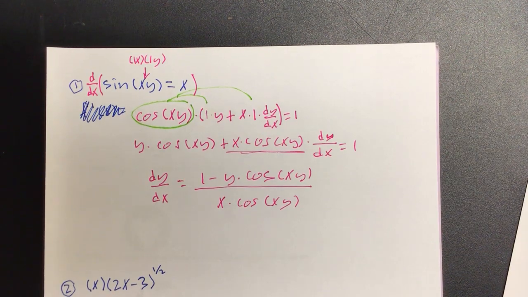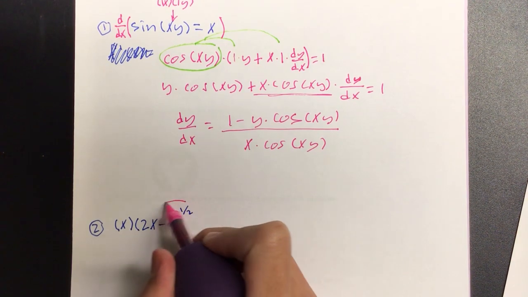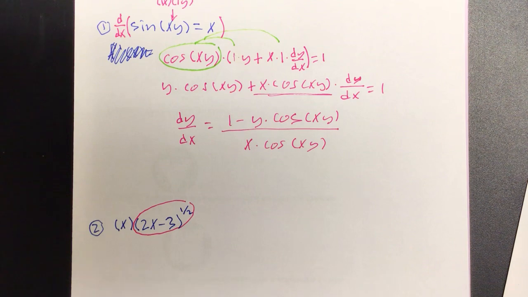Second one, we're also using product rule. The extra talking needs to stop.